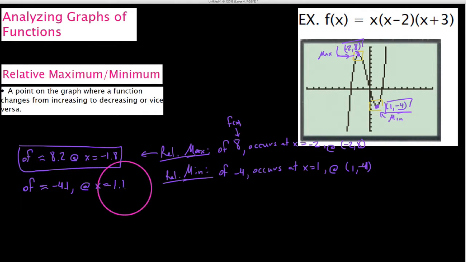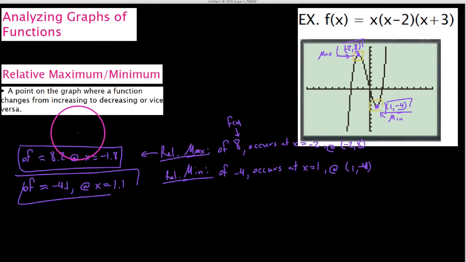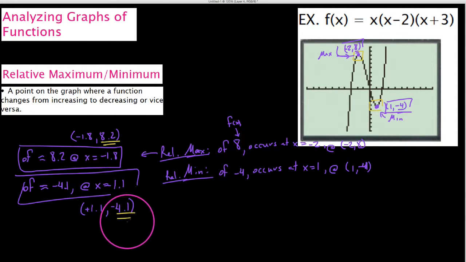Again, what I want everybody to know is that we could report this by saying we have a relative max at approximately negative 1.8, comma 8.2, and a relative min at positive 1.1, comma negative 4.1. But in terms of what is considered to be the max or min value, we are looking at the value of the function, which is the y value.